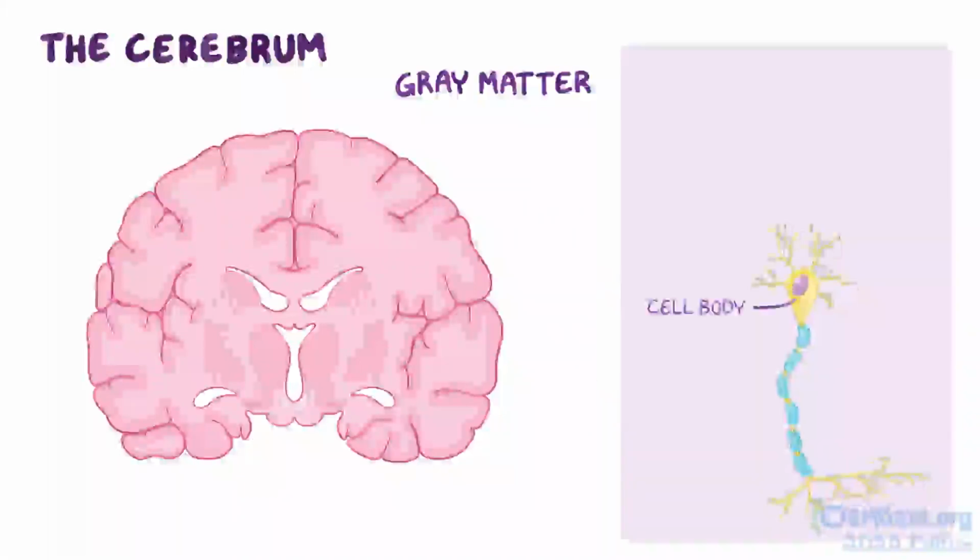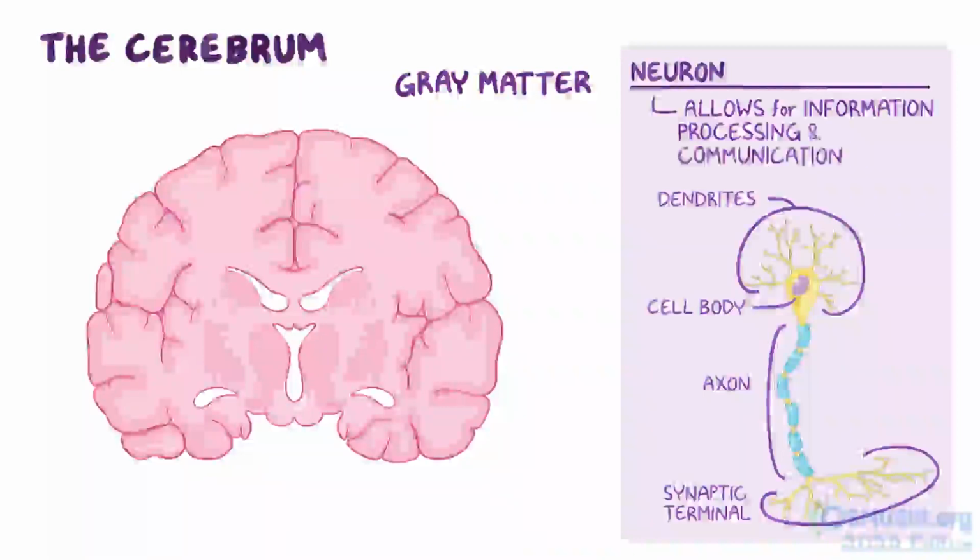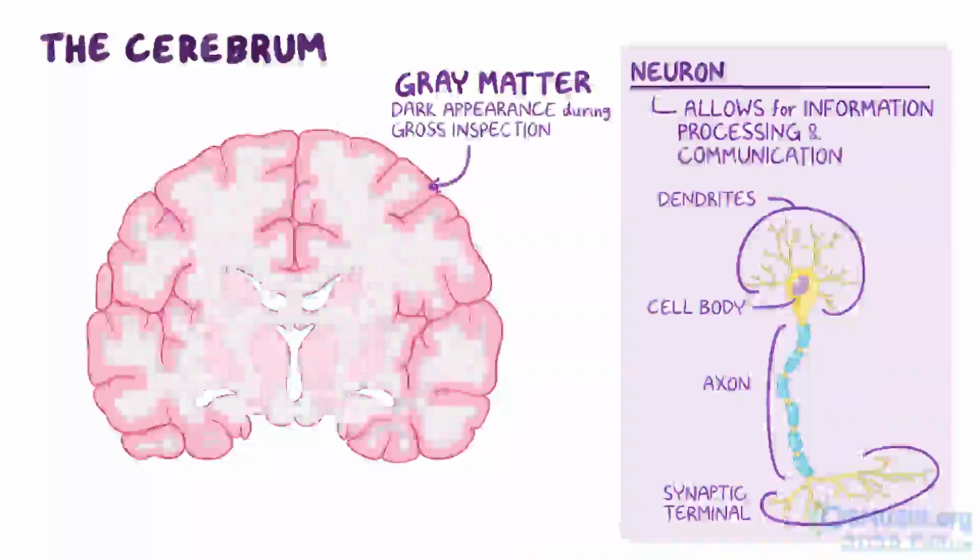A cell body and its dendrites, along with its axon and synaptic terminal, collectively make up a structure called a neuron. Neurons thus allow for information processing and communication with other neurons within the nervous system. The gray matter gets its name from its dark appearance during gross inspection.